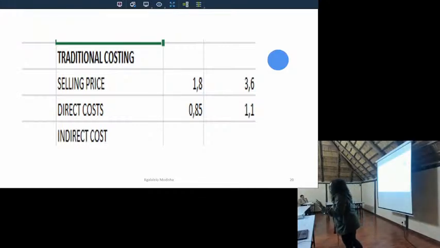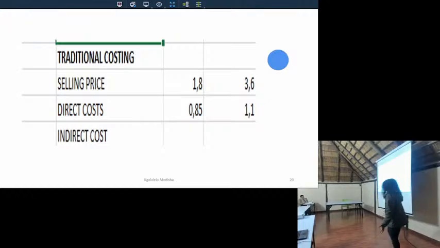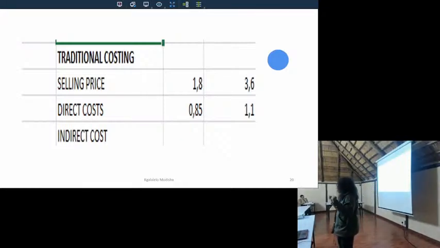So for traditional costing, do you agree that our selling price and our direct costs are going to be the same? So you should be getting those marks. The only difference will be our indirect costs. That's the difference. That is the crux of this question.